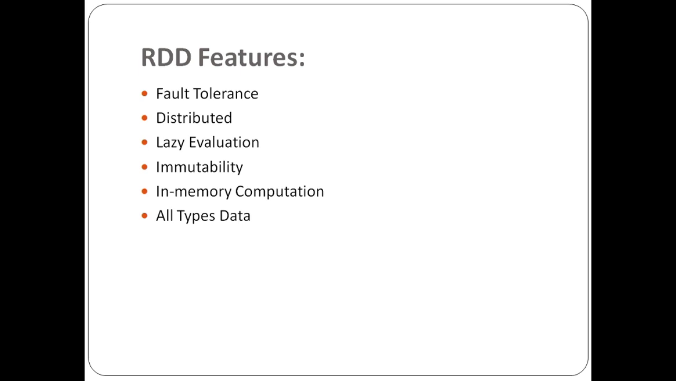What is fault tolerance? What is distributed? Lazy evaluation, immutability. We need to understand all these features to understand Databricks completely. While working in real time, RDDs are mostly not used in the coding part. 90% will use data frames only. But if you understand the architecture and internal mechanism of RDDs, then it will be easy for the optimization of Spark or Databricks.